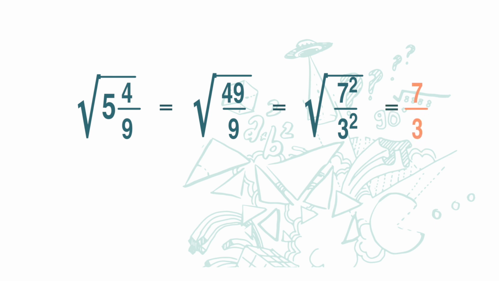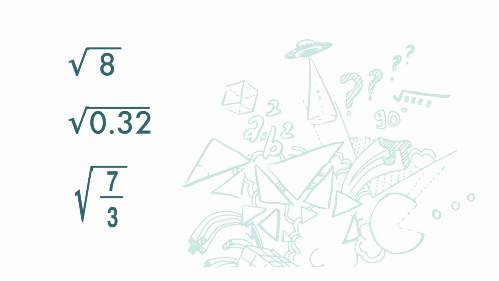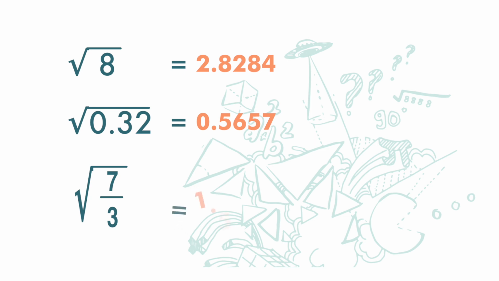So far, the examples that we look at make use of perfect squares. What if the number that we want to find the square root of is not a perfect square? Then the best way is to use the calculator. For example, the square root of 8 is 2.8284, correct to 4 decimal places. Using a calculator, the square root of 0.32 is 0.5657, correct to 4 decimal places. The square root of 7 over 3 is 1.5275, correct to 4 decimal places. Please do the quiz.